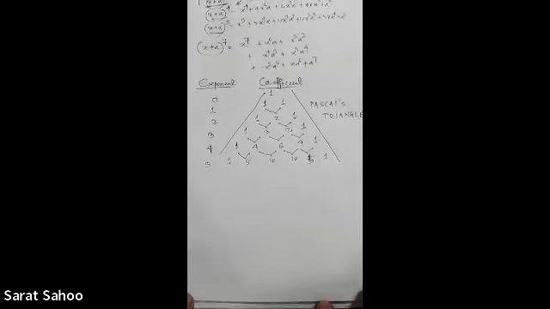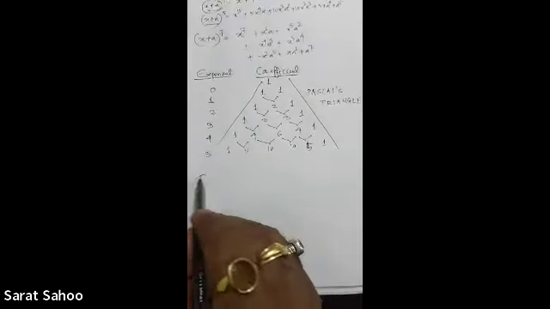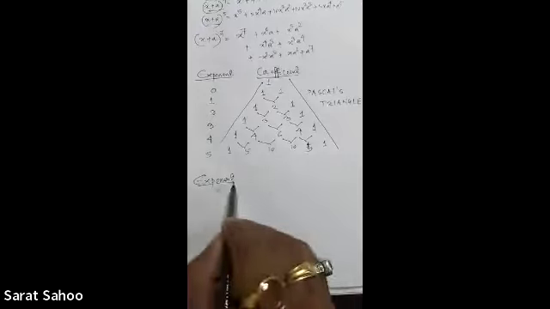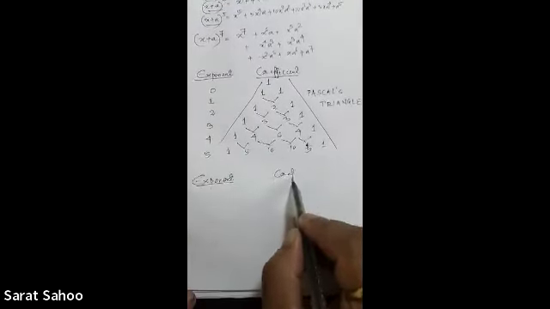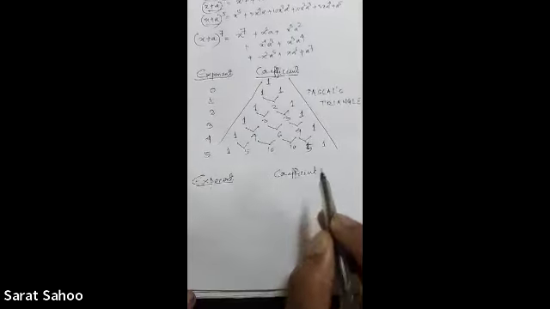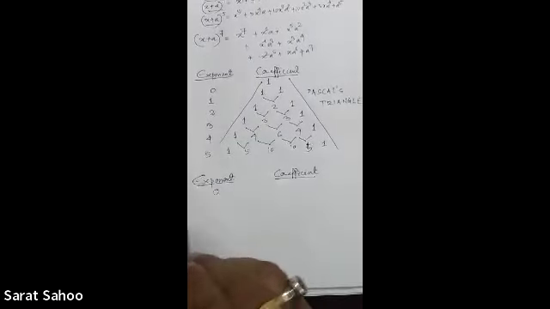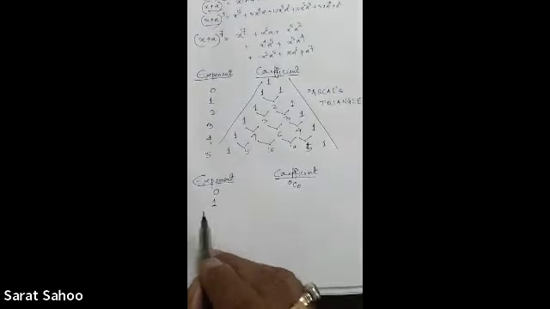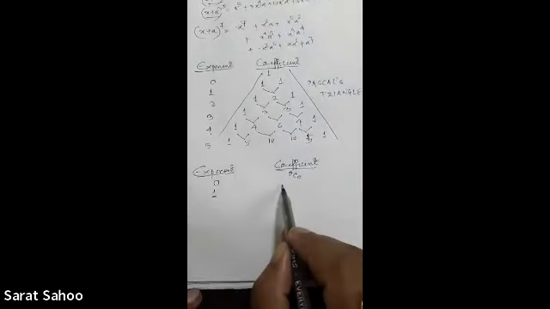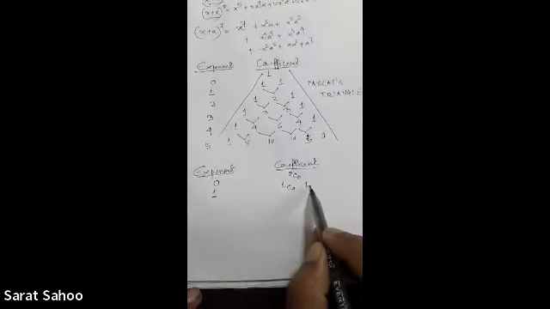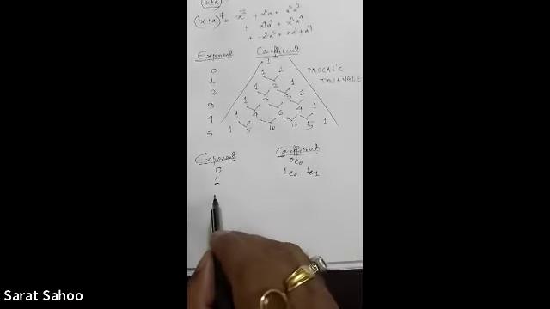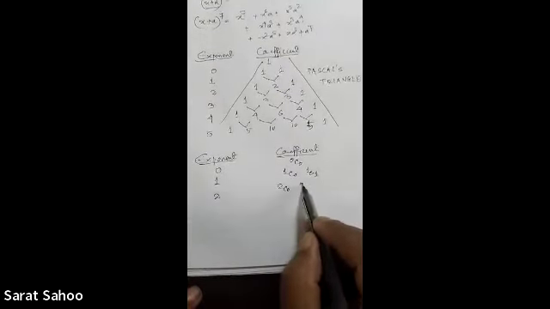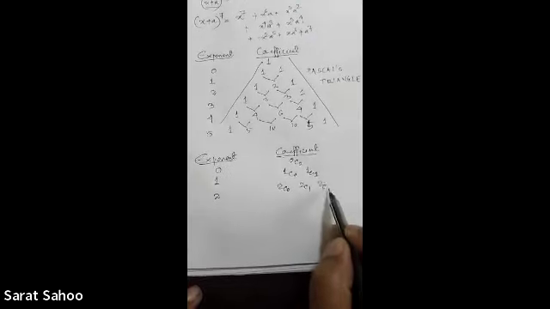So we have to write the Pascal's triangle in short form. If the exponent is 0, the coefficient is 1, which can be written as 0C0. If the exponent is 1, the two coefficients are 1 and 1: the first will be 1C0 and the second is 1C1. If the exponent is 2, then the coefficients are 2C0, 2C1, 2C2.